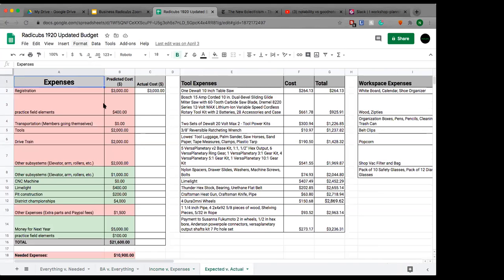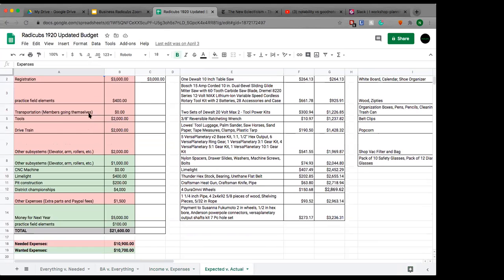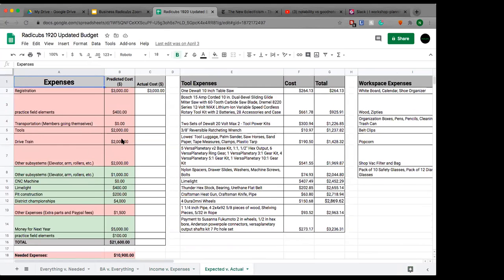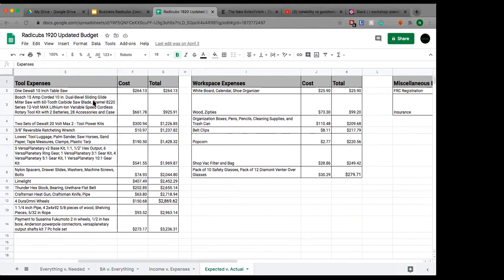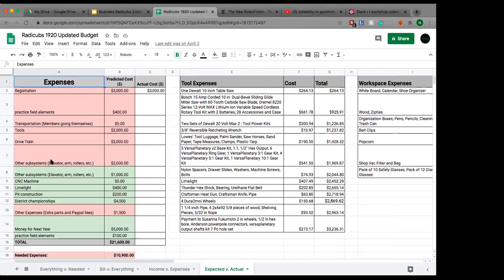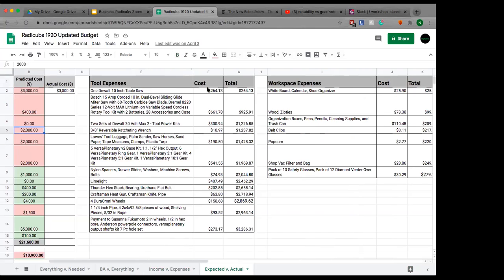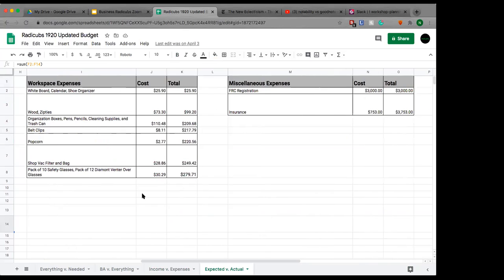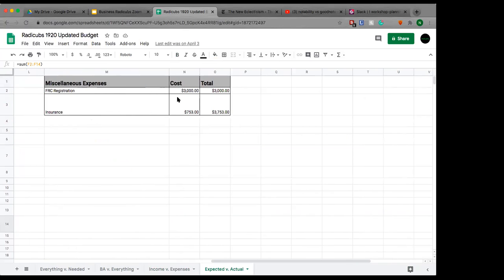And then the final is just expected versus actual. So it's our expenses based on our budget, and then how much we actually spent. So for registration, we predicted the cost would be $3,000, and the actual cost was $3,000. And so right here we marked how much we thought certain things were, because we had a tool section. We said we would need to spend $2,000, and so right here, this is where we add it all up. And so it says that we spent at least $3,000 on tools, and then for workspace expenses as well as miscellaneous expenses, which includes registration and insurance.